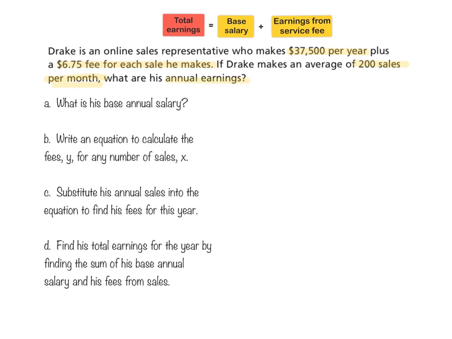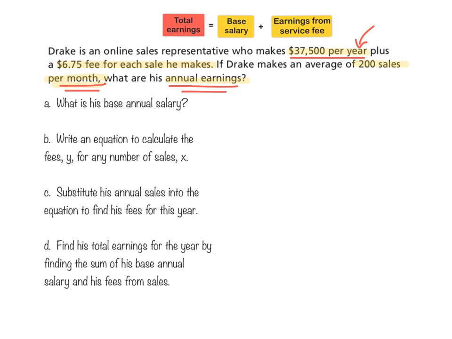Well, a couple things stand out to me as I read this one. I notice that they're giving me his base annual salary, so I'm getting it per year, but then I'm also finding out how many sales he makes per month. And we're looking for his total annual earnings. So we're going to have to be really careful about years and months as we work through this problem.